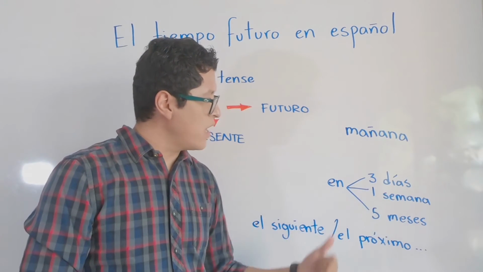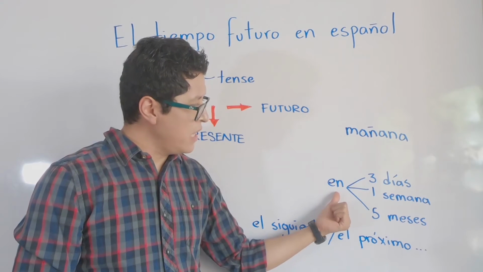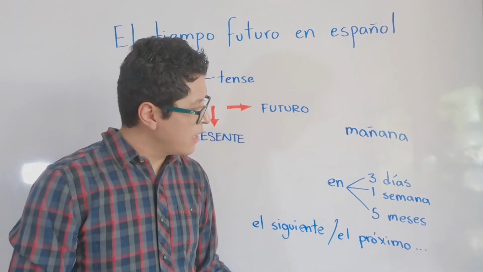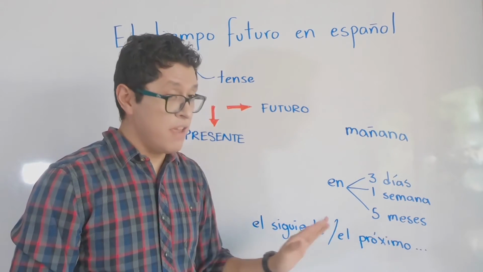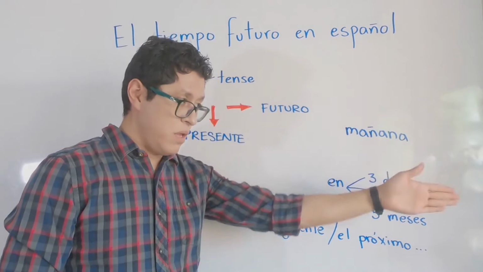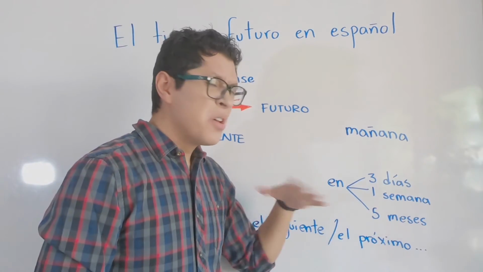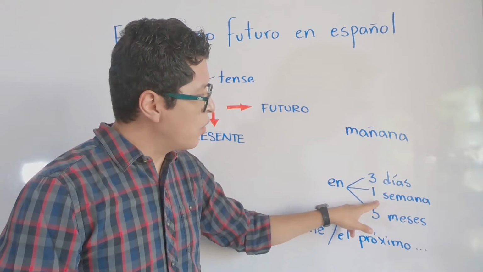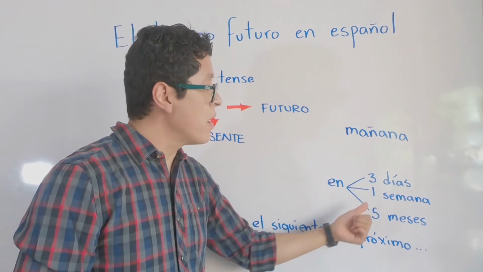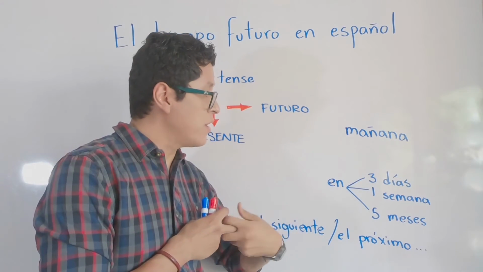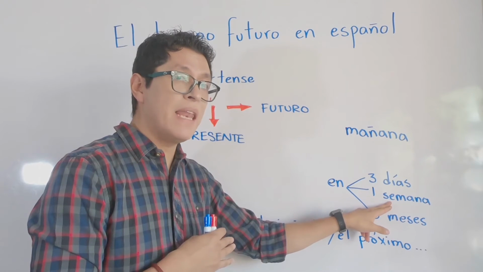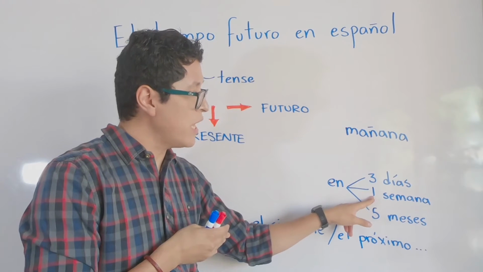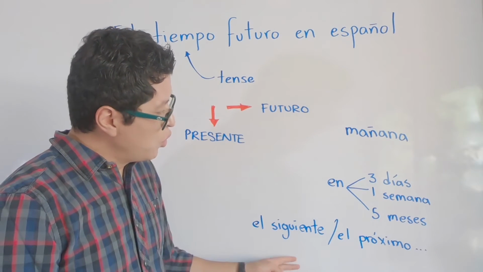En 3 días. In 3 days. En una semana. In 1 week, right? En 5 meses, in 5 months. So from here, in 5 months, en 5 meses. Looks similar, right? So you say day, week, months. 3 días, una semana, 5 meses. Now remember, numbers match the noun, right? So in this case, semana, it's a female word. So you say una.